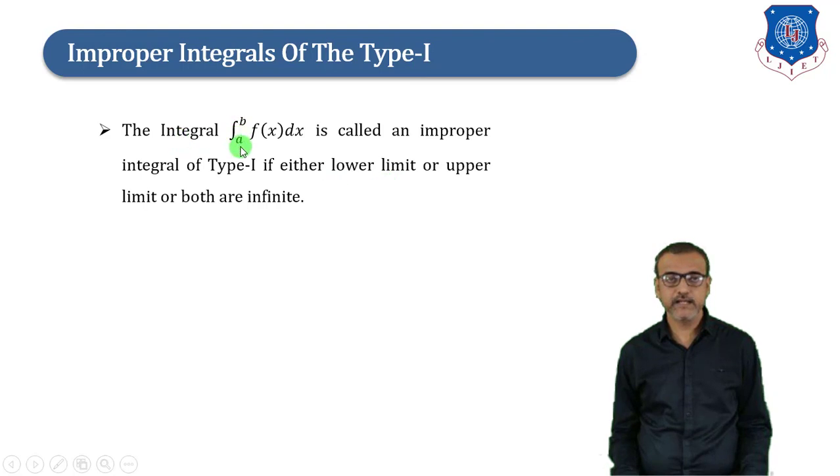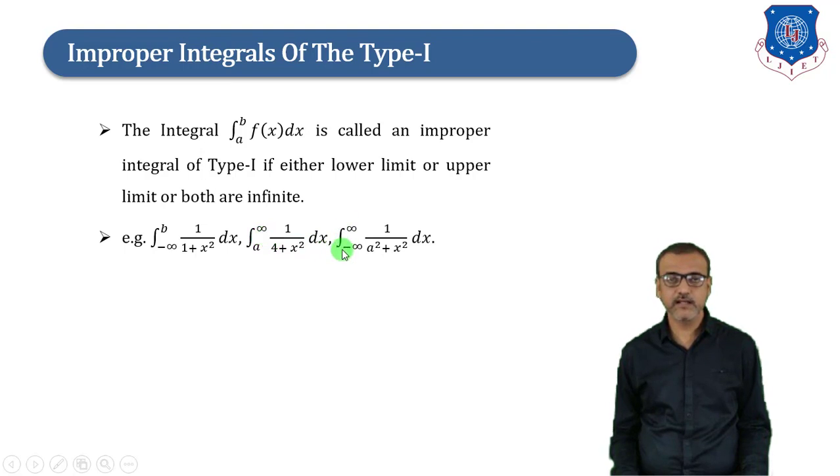The integration from a to b f(x) dx is called an improper integral of type 1 if either the lower limit or the upper limit or both are infinite. For example, this is the integration from minus infinity to b of 1 upon 1 plus x square dx. Here the lower limit is minus infinity. Then in this integration, from a to infinity of 1 upon 4 plus x square dx, here the upper limit is infinite.